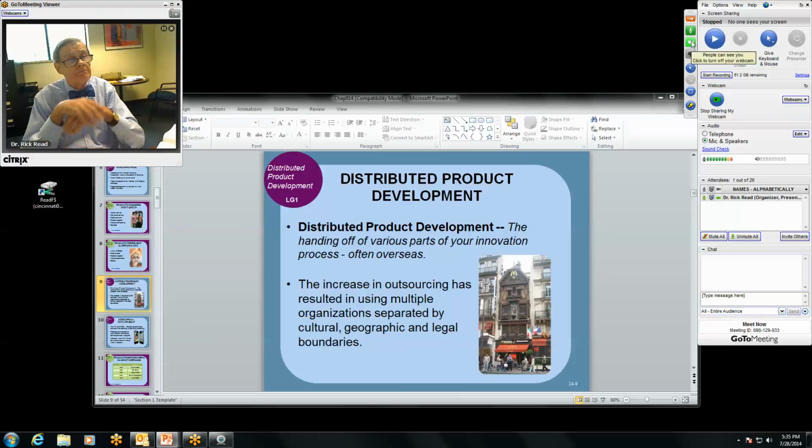Now, this is what's known as distributed product development, handing off various parts of your innovation process to someone else. And notice it's often overseas. Outsourcing has created a lot of strange bedfellows where we have people separated by a whole raft of reasons. And there are problems with outsourcing.